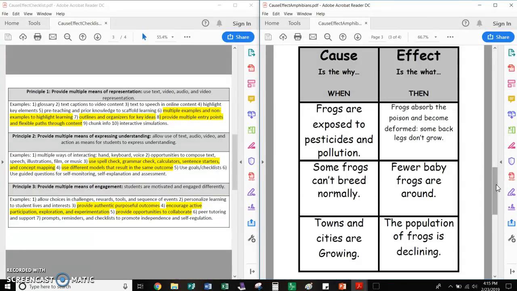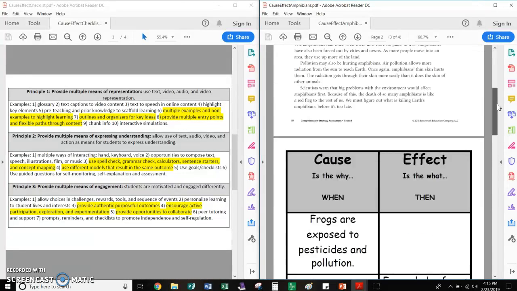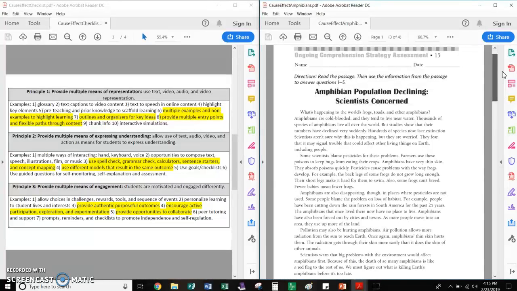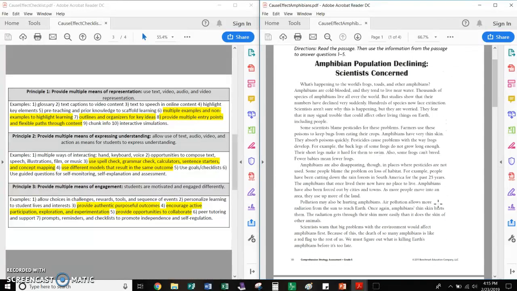So the third principle, multiple means of engagement. Providing authentic and purposeful outcomes was the first thing that I highlighted, just because I felt like the text was a real life example of an issue that's happening in our world. And it also alluded to at the end that this amphibian problem could signal bigger problems to come for our environment. So, just thought that that was an authentic text to use that touches on some real world problems that are going on.